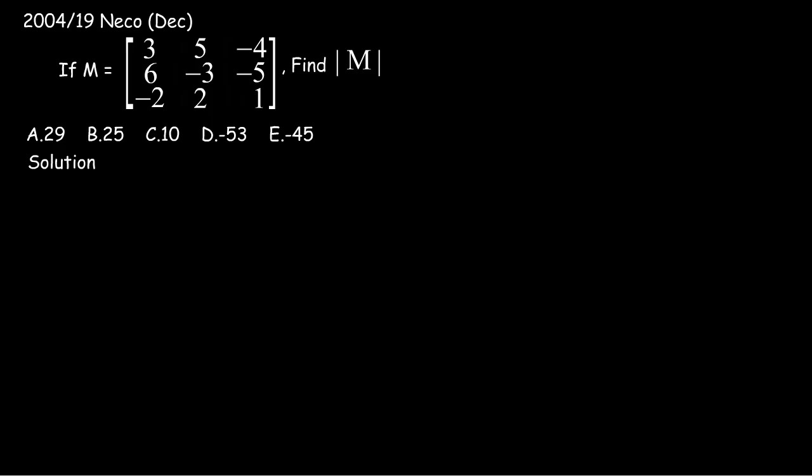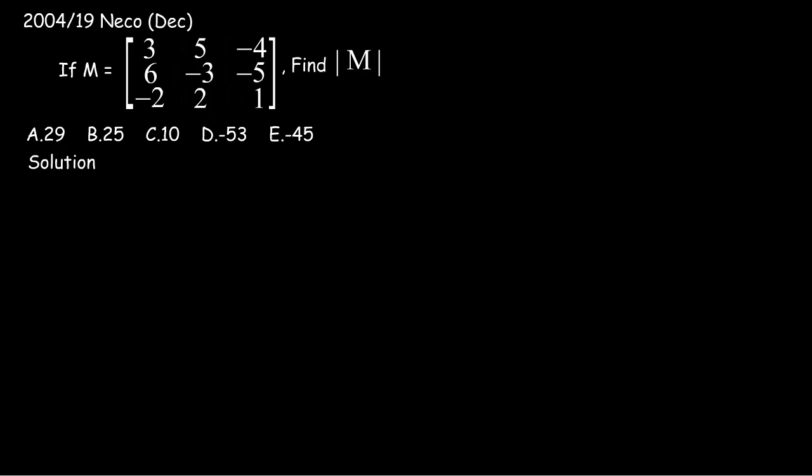Our final question is also a 3 by 3 matrix, and it's from NECO. It states that if M is equals to matrix 3 5 minus 4, 6 minus 3 minus 5 minus 2 2 and 1, find the determinant of M, and we're given the option.